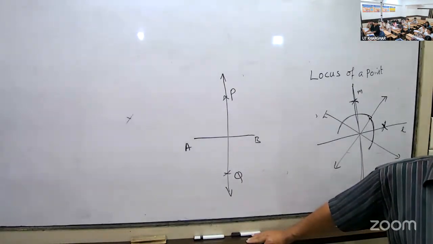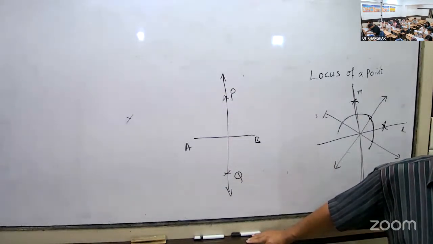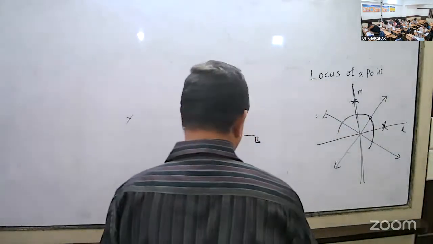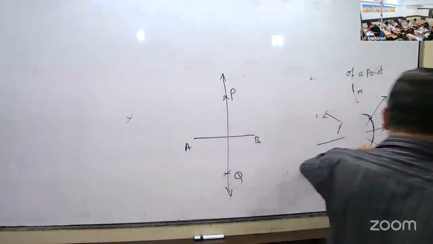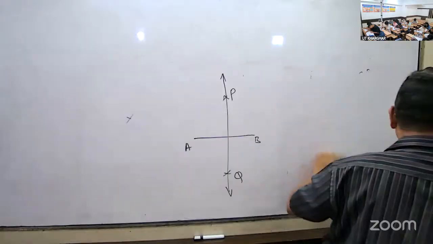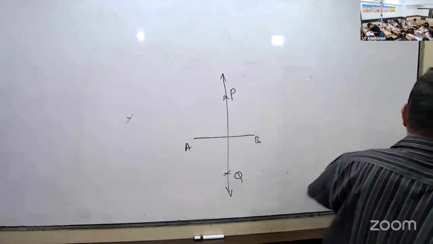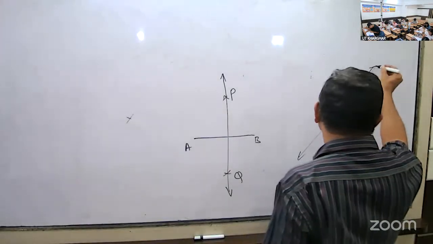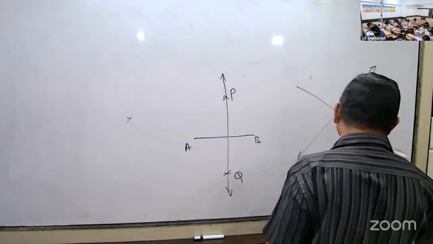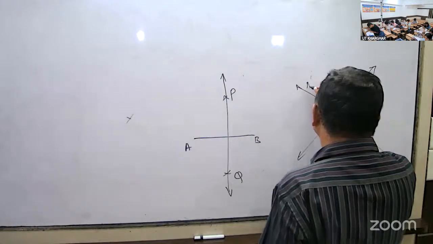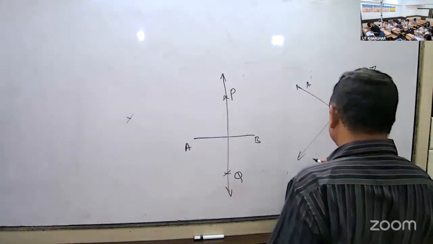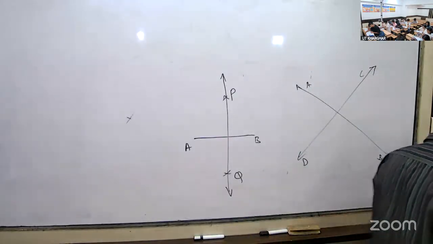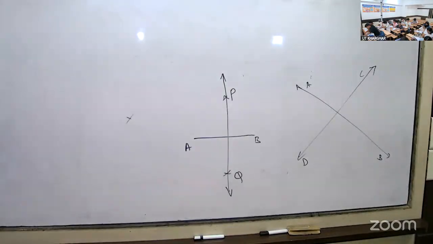Third one. Obtain the locus of a point equidistant from two intersecting lines AB and CD.